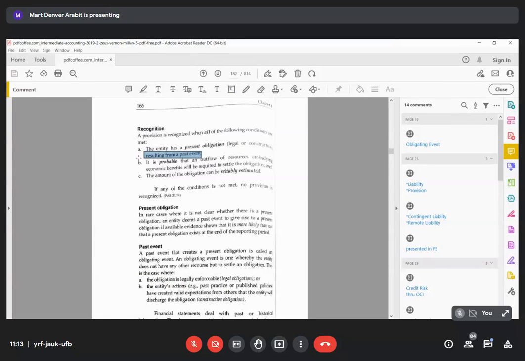Letter B, it is probable that an outflow of economic resource embodying economic benefits will be required to settle an obligation. Okay, so ito yung one of the difference. Probable. Unlike liability, as we define liability, the entity has a duty or responsibility that an entity has no practical ability to avoid but to settle the obligation. Okay? So, it means sure na, halos 100%, virtually certain na magbabayad si company. Unlike itong si recognition, itong si provision, it is only probable.